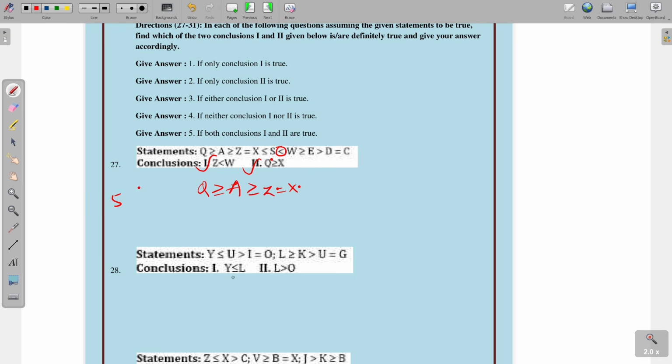Next. Y less than or equal to L. So see Y here and next L here. Okay. So Y less than or equal to U and U greater than, here we have greater than. So first one is not correct. Next, L greater than O. So see L here, L less than or equal to K less than U, and next so U I. Okay. So see L to O definitely follows. Second one is follows.